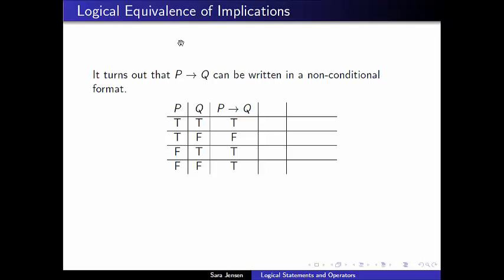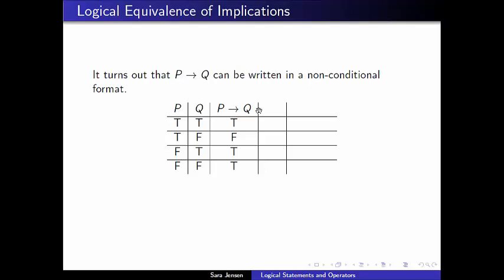However, it's very frequently much more useful from a propositional logic standpoint to replace this conditional statement P implies Q with something that is logically equivalent to it that only uses our original logical operators and, or, and exclusive or, along with our negation. So in order to figure out what that might be logically equivalent to P implies Q, I again want us to look at the truth table.